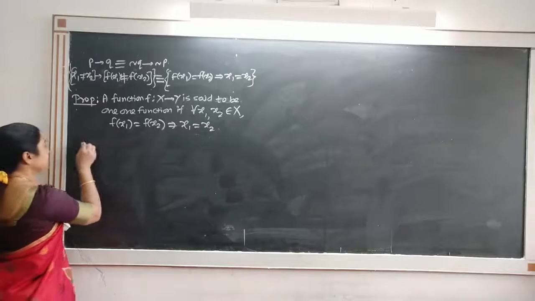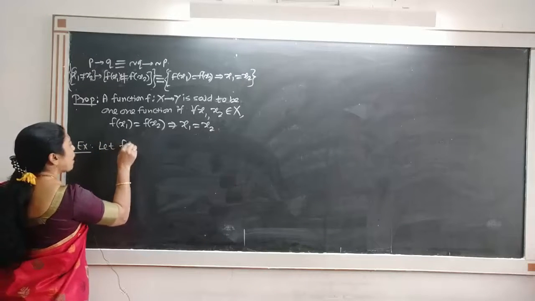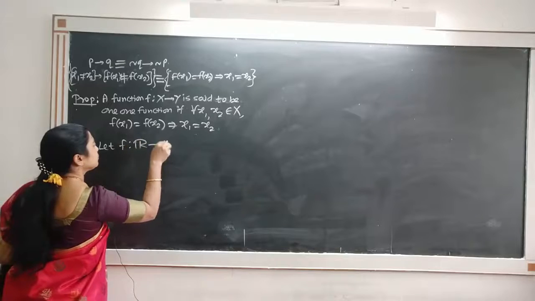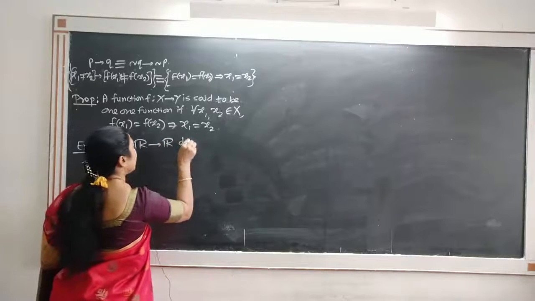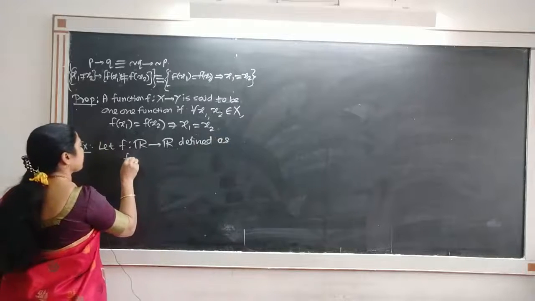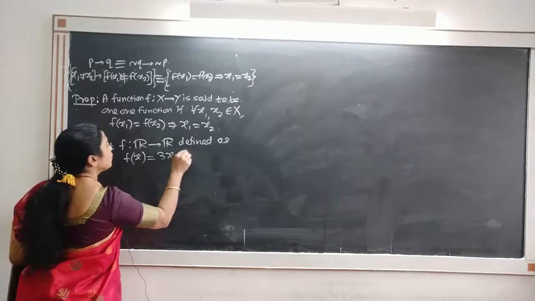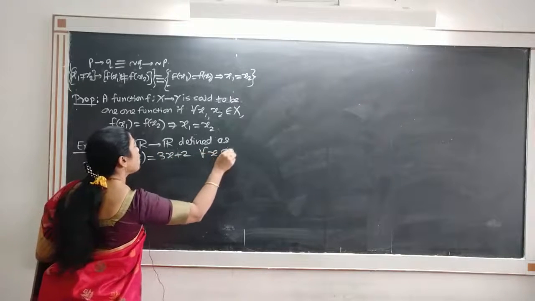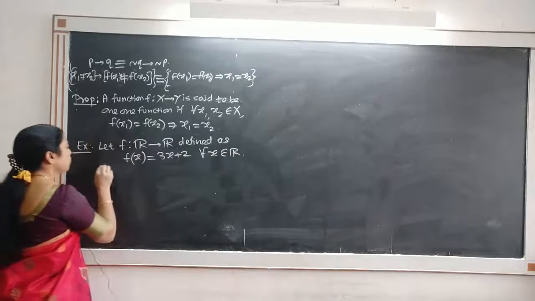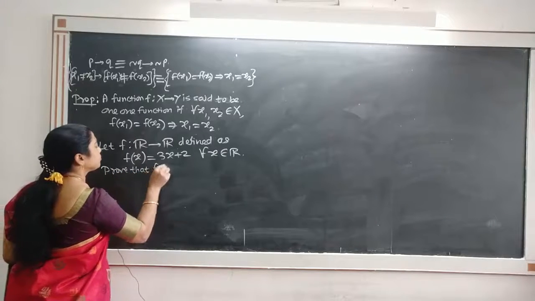For example, let f be from R to R, defined as f of x is equal to 3x plus 2 for all x belonging to R. Prove that f is a 1-1 function.